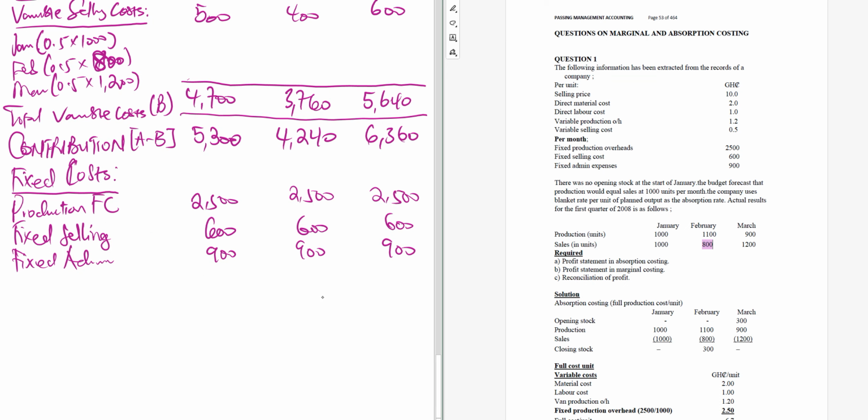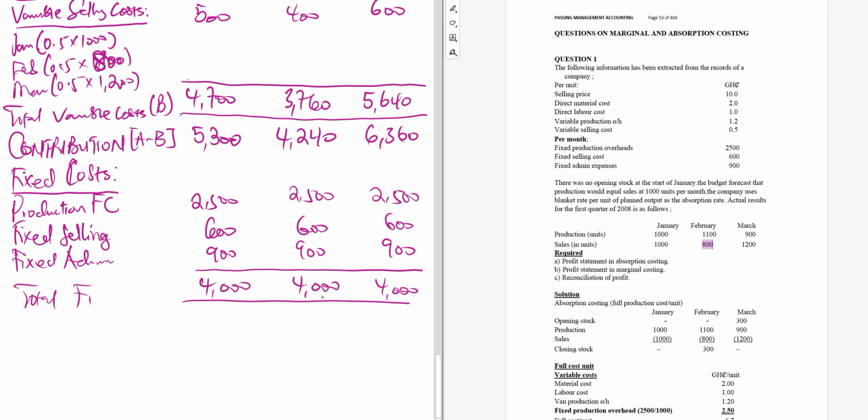So basically I am going to add up all the fixed costs and let's see what we get. That is 2,500 plus 600 plus 900. So the fixed cost will be 4,000 each month. So 4,000, 4,000, and 4,000. So that's our total fixed costs.